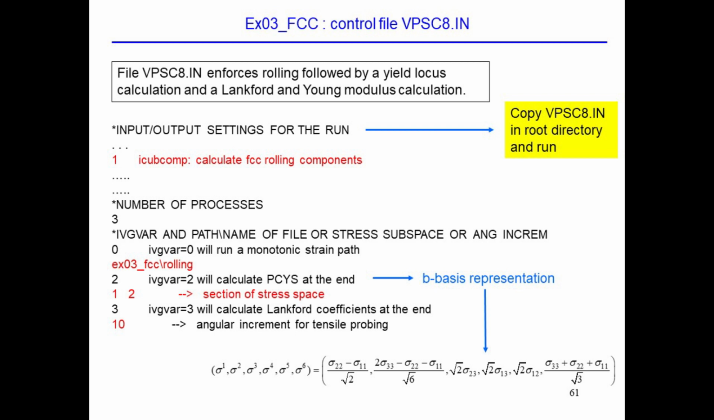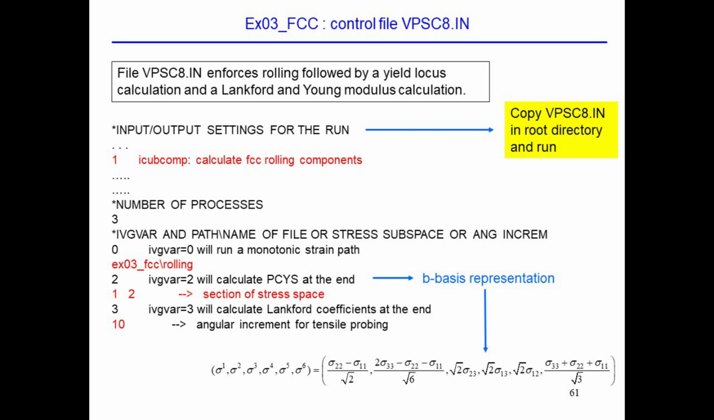Then we are going to calculate the polycrystal yield surface at the end. You can do that also in intermediate parts of the process. And of that yield surface, because it is a 2-dimensional thing and we have 5 independent components, we have to say which components we are going to plot. So the usual components are the components 1 and 2.